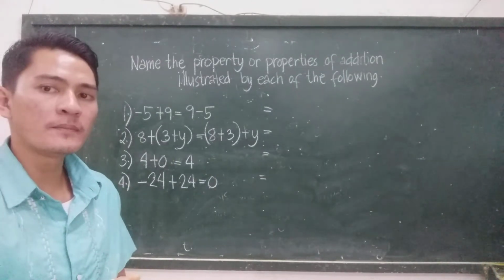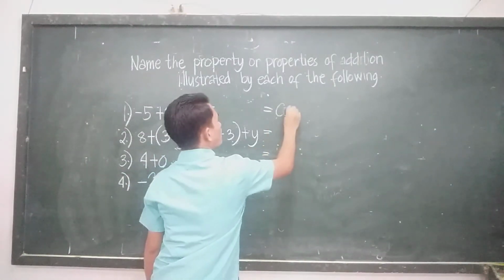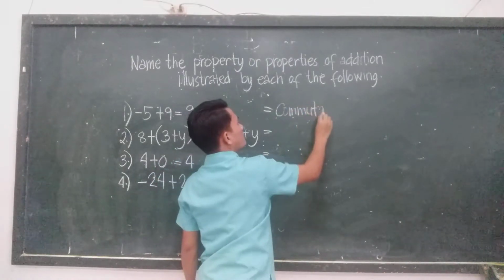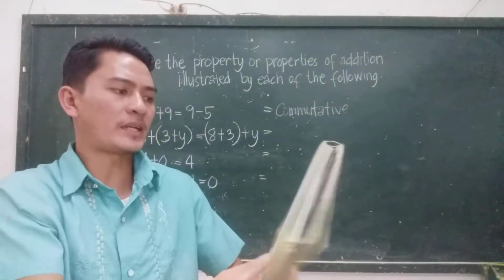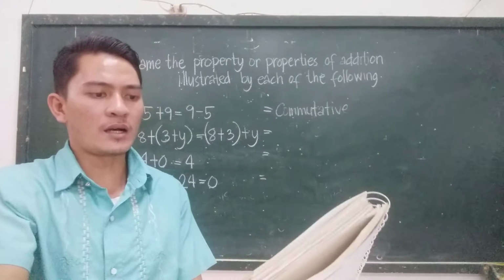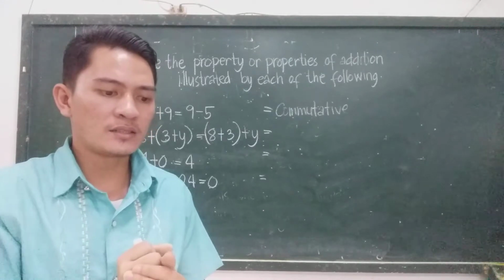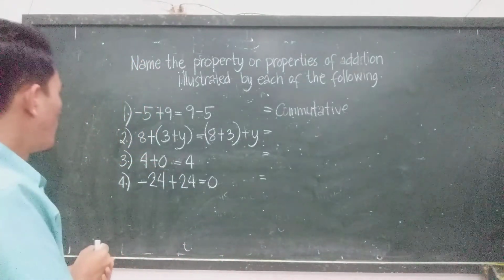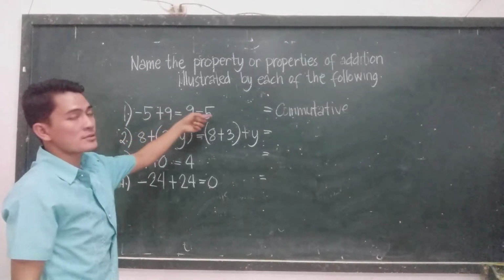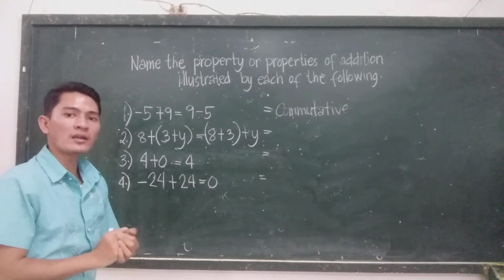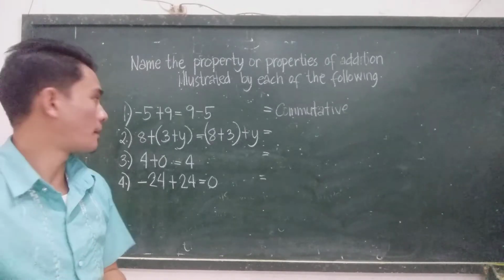Example number 1 is the commutative property. Why is it the commutative property? Because changing the order doesn't affect the sum. Negative 5 plus 9, the answer is 4. 9 minus 5, still the answer is 4. Therefore, changing the order doesn't affect the sum of the numbers.